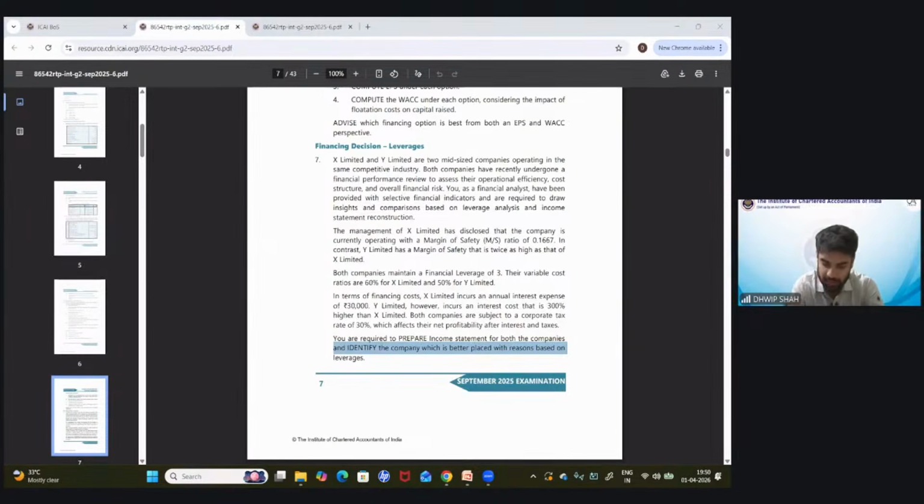Can we write business risk instead of financial risk? No, business risk means operating risk. So you cannot write business risk instead of financial risk. Operating risk and business risk are used interchangeably. Financial risk is separate.